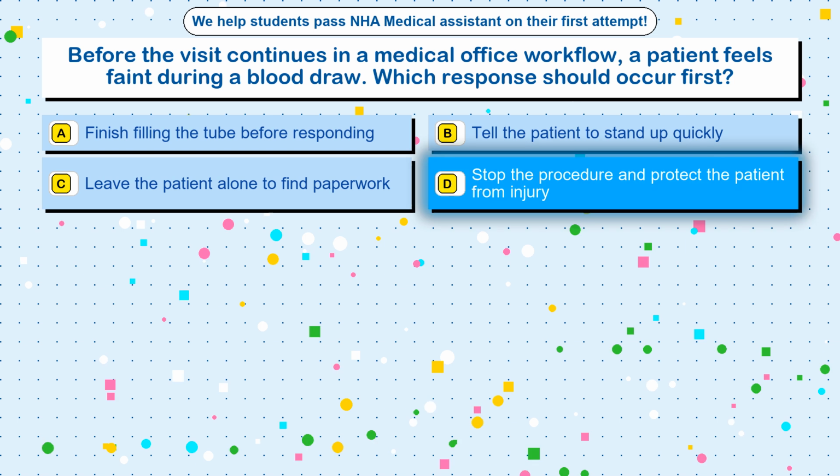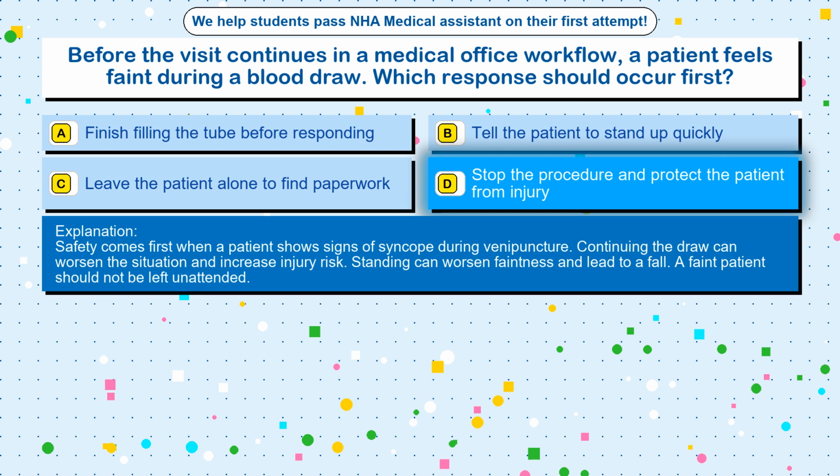The correct answer is option D, stop the procedure and protect the patient from injury. Safety comes first when a patient shows signs of syncope during venipuncture. Continuing the draw can worsen the situation and increase injury risk. Standing can worsen faintness and lead to a fall. A faint patient should not be left unattended.